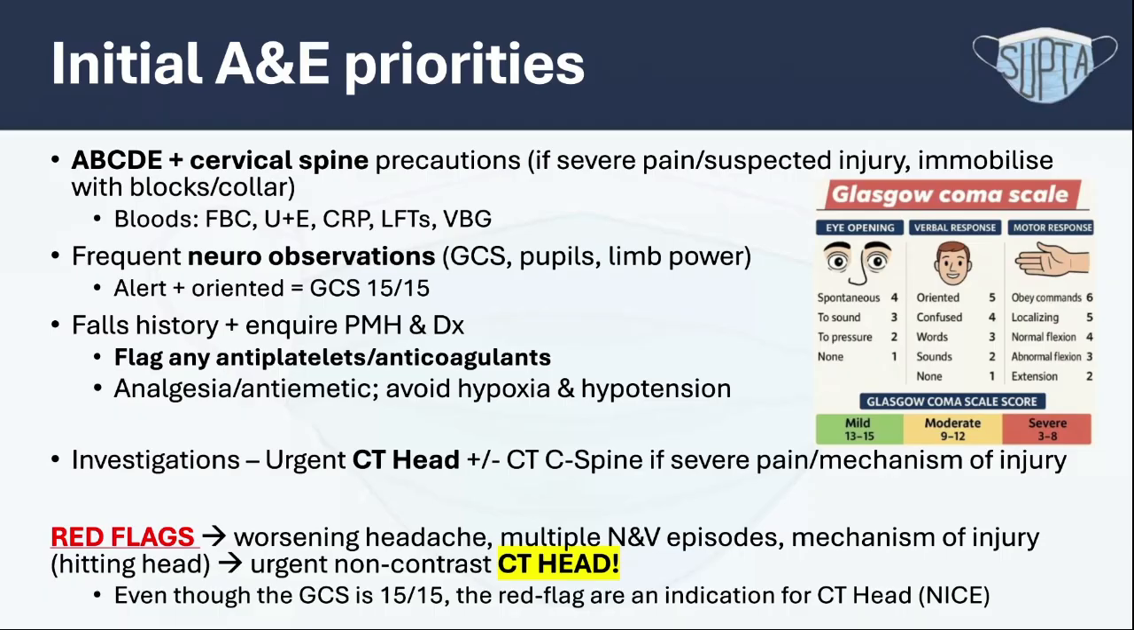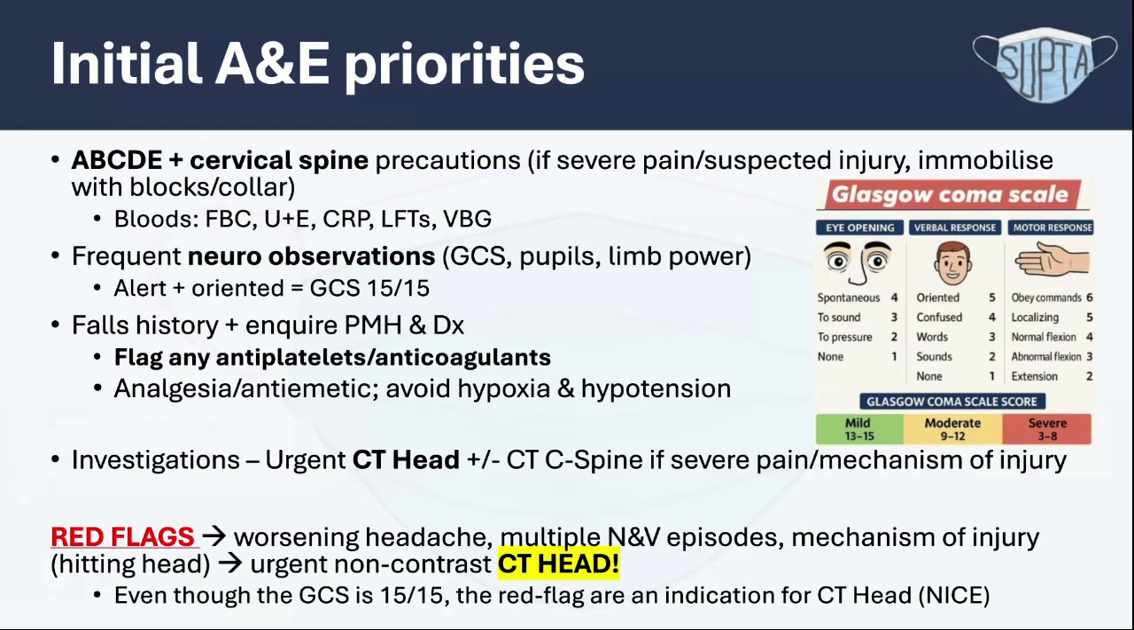So supportive management matters as well. We should treat the pain, give antiemetics if needed, and most importantly, avoid any hypoxia, because it could cause brain injury, of course. We know that. And hypotension as well, very importantly, because secondary brain injury can worsen outcomes significantly.